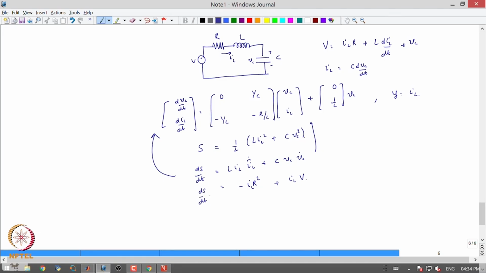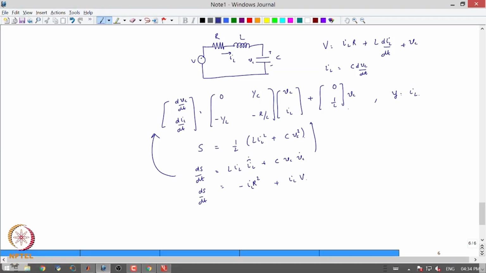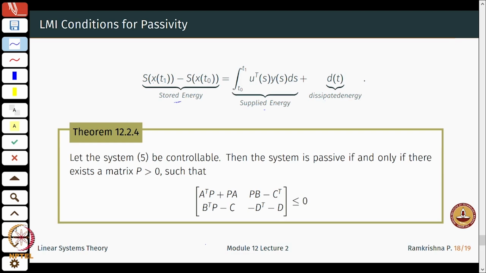So this is exactly the passivity relation, or the energy balance equation that we had here, that the stored energy is supplied energy plus the dissipated energy, or the rate of increase of stored energy. So this is my power dissipated, and this is just my input power. Okay. Now, if the system is controllable, then passivity is equivalent to solving the following LMI.